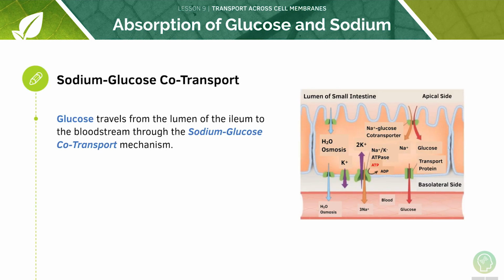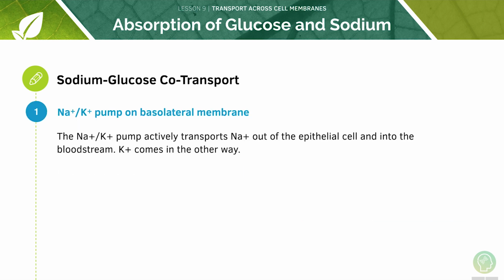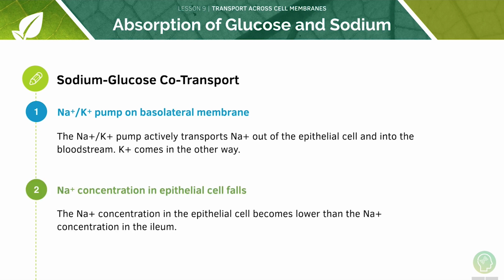Glucose travels from the lumen of the ileum to the bloodstream through the sodium-glucose co-transport mechanism. This uses co-transporter proteins. Let's look at the steps of sodium-glucose co-transport in some more detail. The sodium-potassium pump will actively transport sodium out of the epithelial cell and into the bloodstream. This allows potassium to come in the other way. This means that the sodium concentration in the epithelial cell becomes lower than the sodium concentration in the ileum.